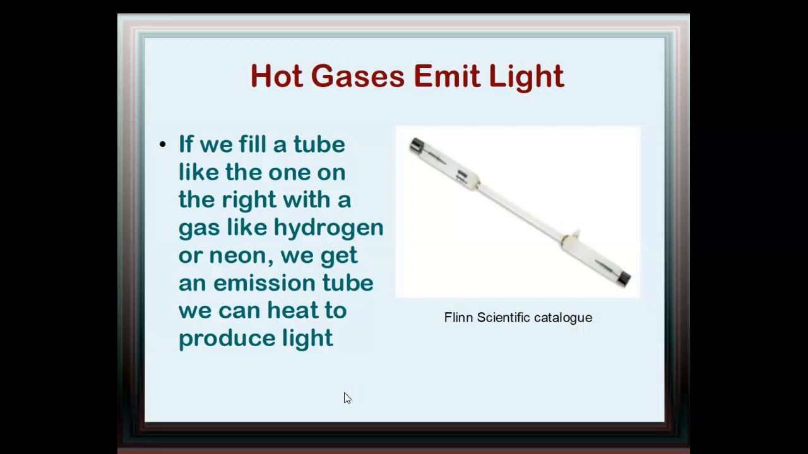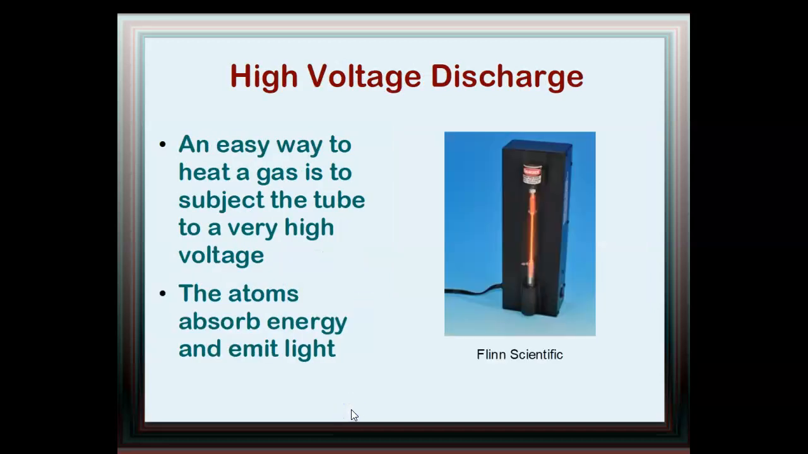If we fill a tube like the one on the right with a gas like hydrogen or neon, we get an emission tube that we can then heat to produce light. You'll note the two electrodes on the two ends that will fit into a device that will heat them. An easy way to heat a gas is to subject the tube to a very high voltage discharge. The atoms will then absorb energy and emit light, as you see here.